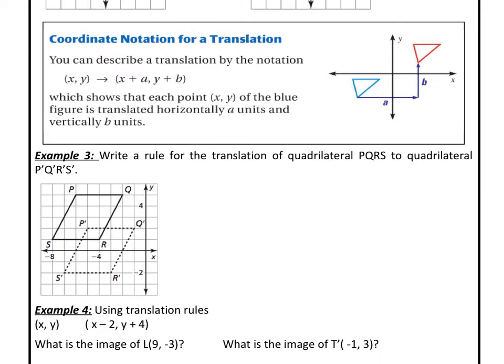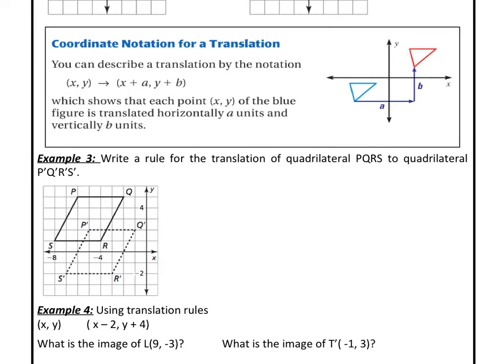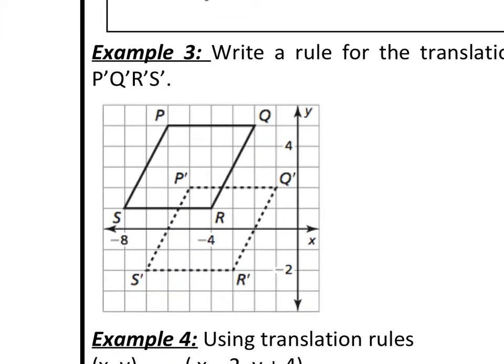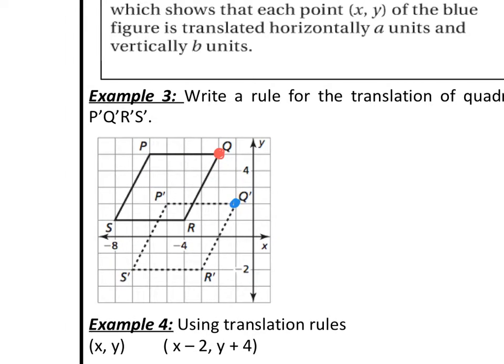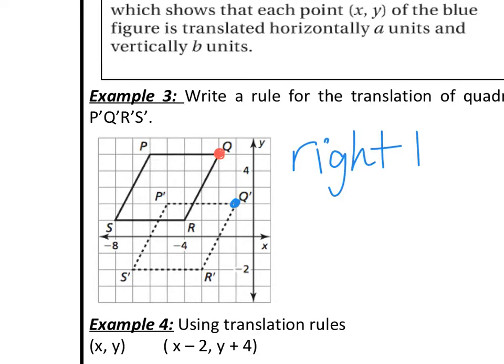So write a rule for the translation of quadrilateral PQRS to quadrilateral P prime, Q prime, R prime, S prime. You know which one is the original because it's going to be marked without the apostrophe. So this red one is the original. This blue one is the new one because it has the apostrophe. You only have to look at one point because all the points should have been translated the same way. They all did the same slide. So it looks like this guy goes right 1, and I always like to write this out to help me out. And it went down 3.